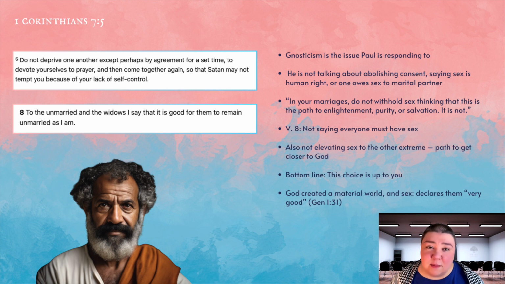You can remain unmarried, you can remain celibate like me, but God is a God who created a material world. In Genesis 1, he made a world of matter, made our bodies, created sex, and at the end of it, he declares that it is all very good.